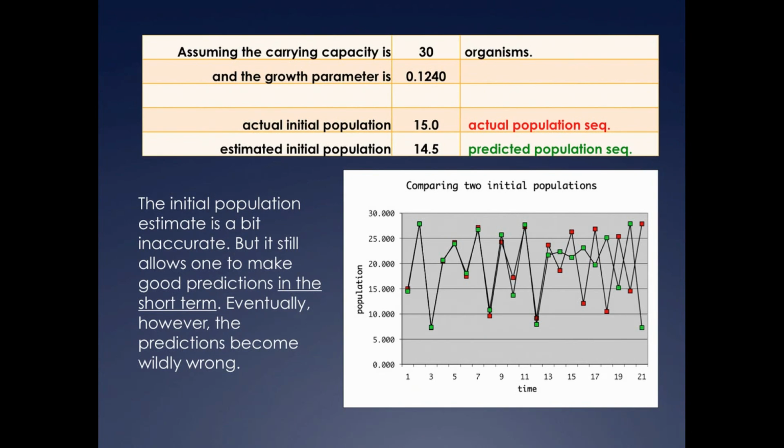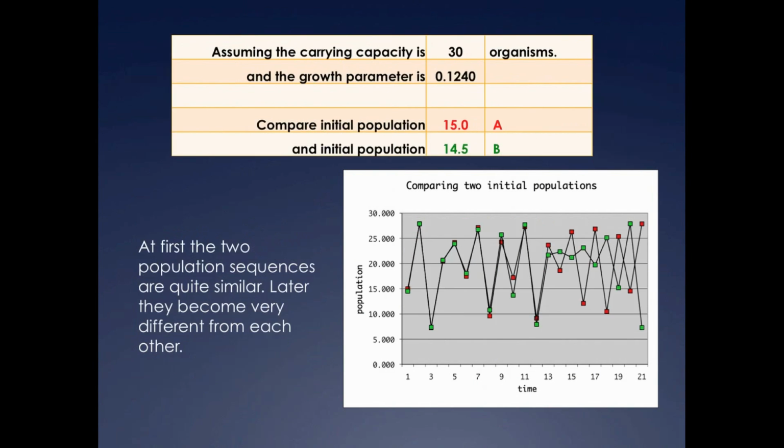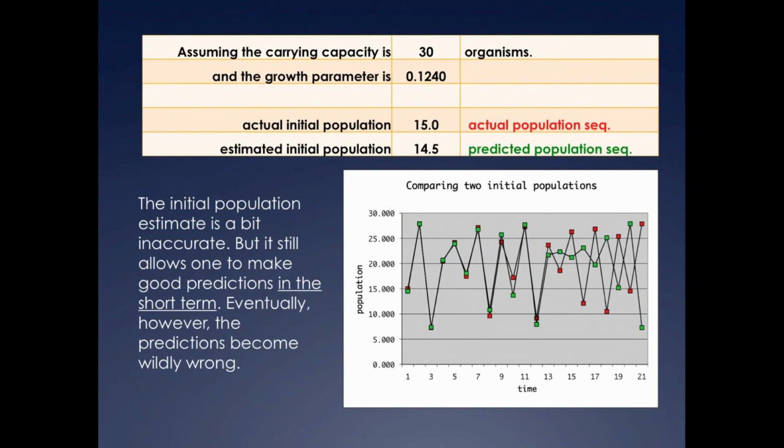Now, it's interesting to see, if you contrast these two examples, here we had an example where having an incorrect initial value meant that the predictions weren't so good at the beginning, but they got better in the long term. Whereas in our second example, the predictions were pretty good at first, and then they became wildly wrong in the long term.